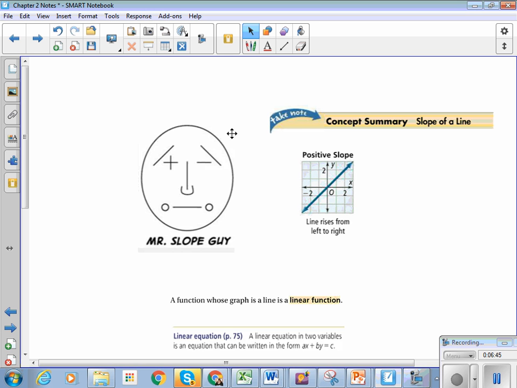And then we are going to put a little plus sign for his eyeball because a positive slope goes up. It rises from left to right. So if you have a line that looks like Mr. Slope Guy's left eyebrow, we know that it's going to be a positive slope.